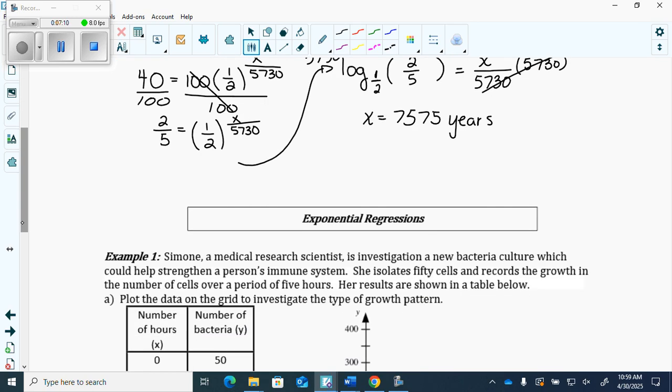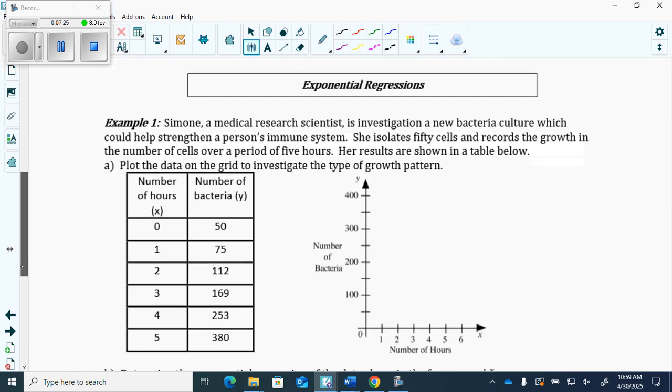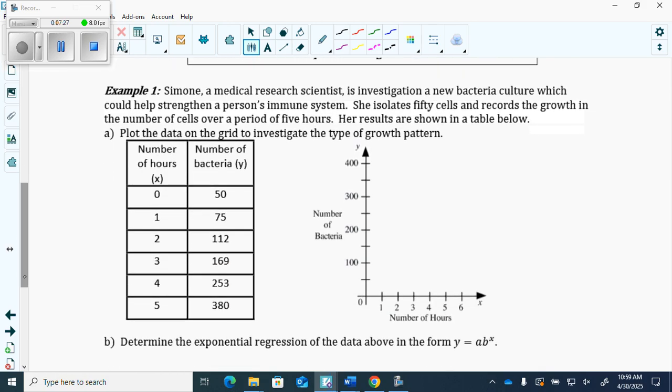Regressions! Exact same steps as before, but instead of picking 4, 5, or 6, we're going to pick 9 or 0, because 9 and 0 are logs and exponential regressions. Okay? So, example 1. Simone, a medical research scientist, is investigating a new bacterial culture which could help strengthen a person's immune system. She isolates 50 cells and records the growth of the number of cells over a period of 5 hours. Her results are shown in the table below.